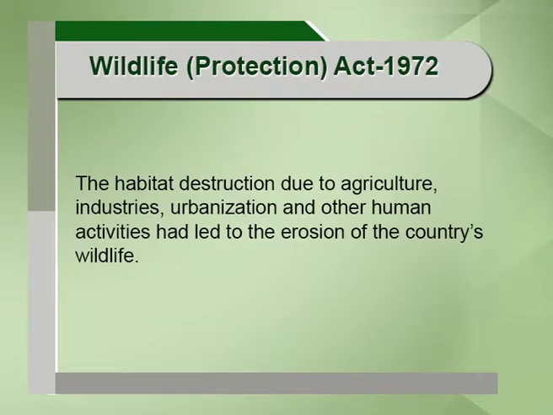Next we will move on to the next act, the Wildlife Protection Act 1972. The main aim of the Wildlife Protection Act is to address the habitat destruction due to agriculture, industries, urbanization and other human activities, which have led to the erosion of the country's wildlife.